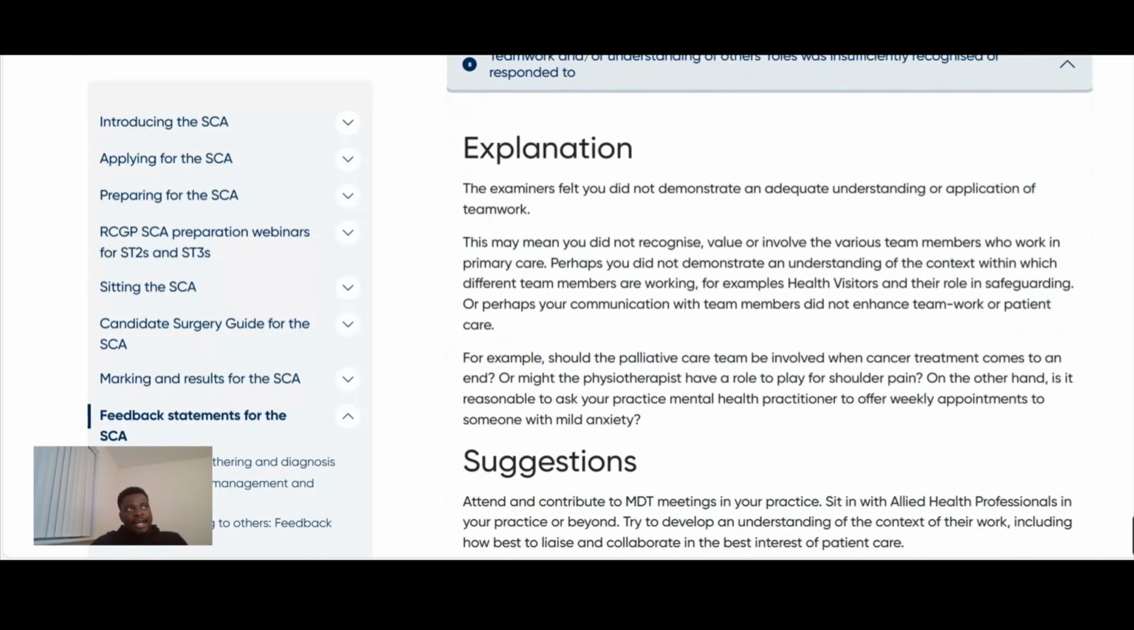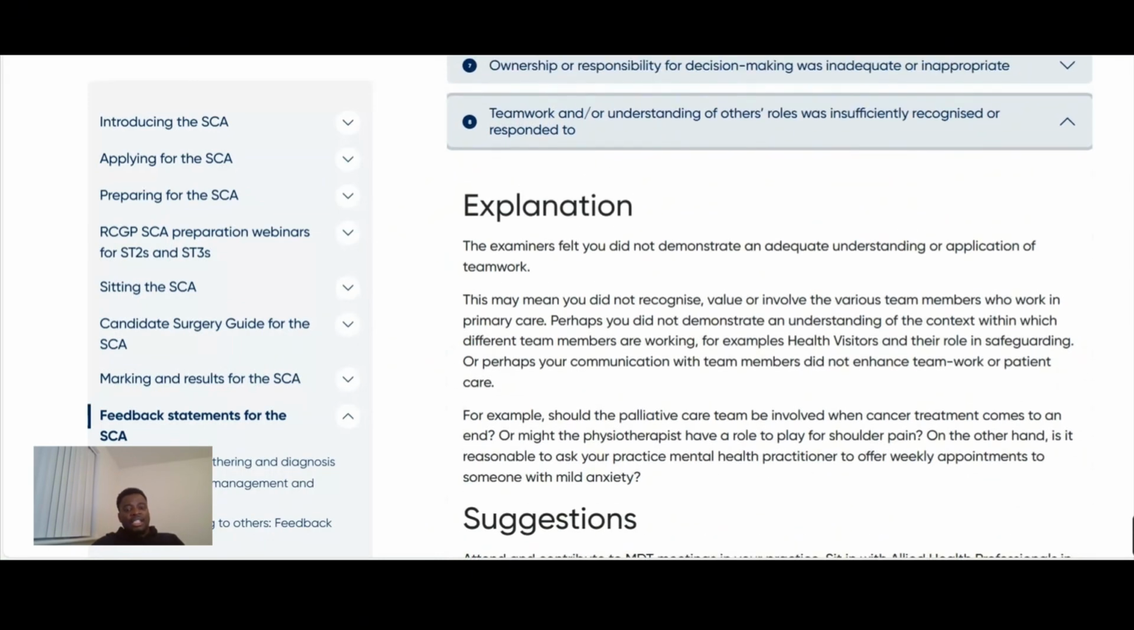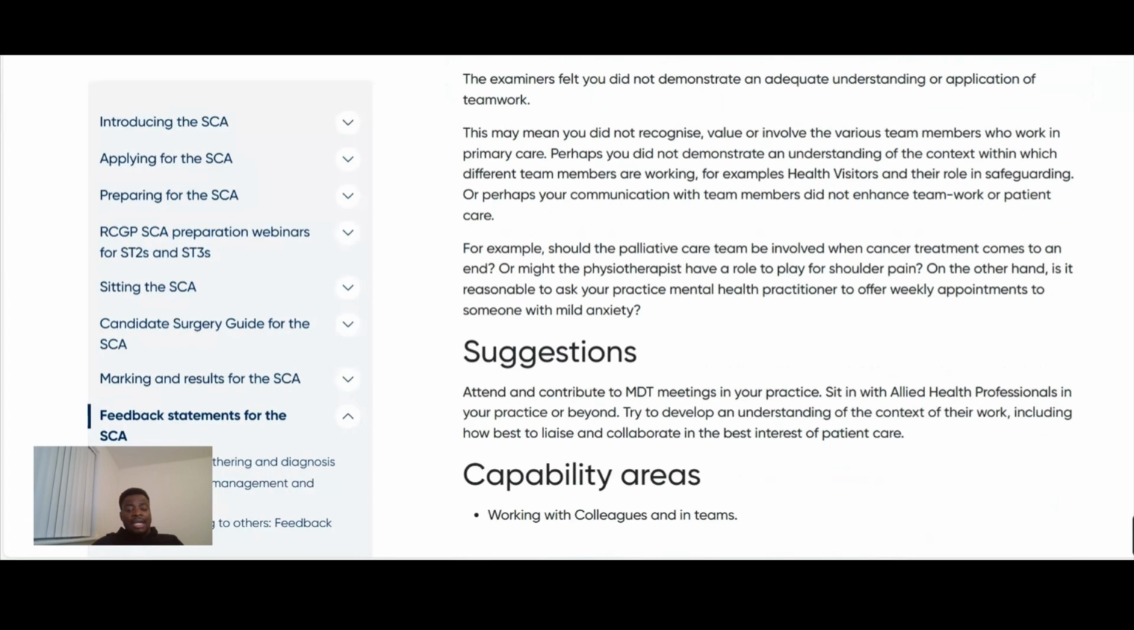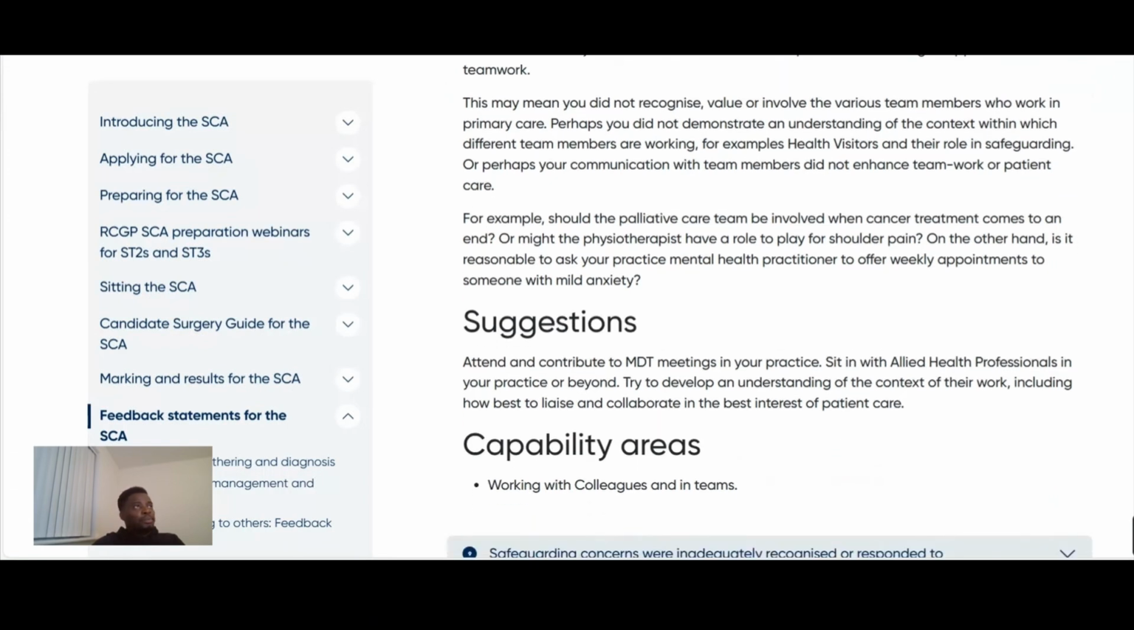For instance, whether the palliative team should be involved when a patient with cancer comes to end of life. Of course, they should be involved where appropriate. And so when we fail to do this, that will be the option that the examiners will be considering. And the suggestion to that is to attend and contribute to multidisciplinary team meetings in the practice, to perhaps sit with other members of the healthcare team to understand what their roles are. Even if you do not have the chance to sit with them, having informal chats about who to refer to them, who to seek their help concerning will go a very long way.